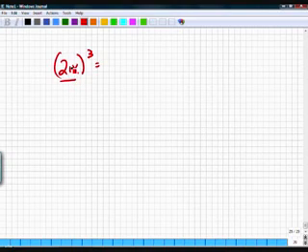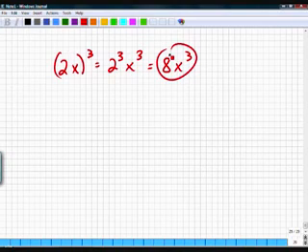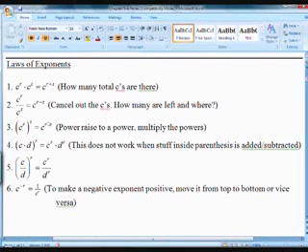If that was 2 plus x, we don't like those because you're going to have to do 2 plus x times 2 plus x times 2 plus x. But since it's just 2x, we do 2 to the third, x to the third, which is 8x to the third. Any questions? If it's being multiplied, just raise each to whatever power.